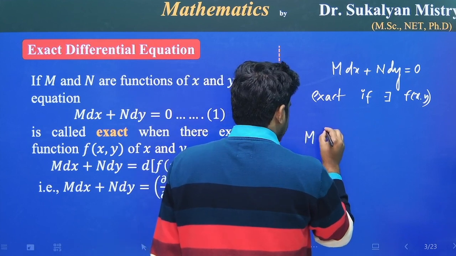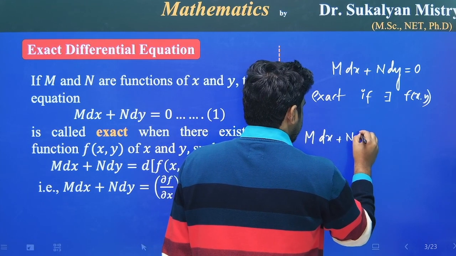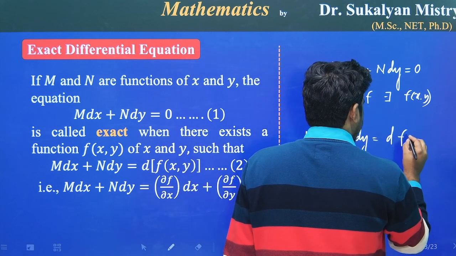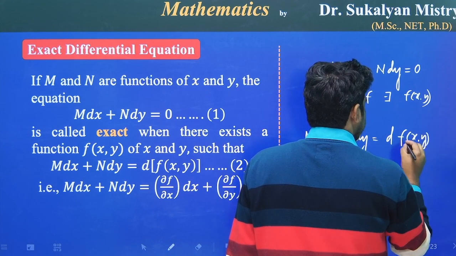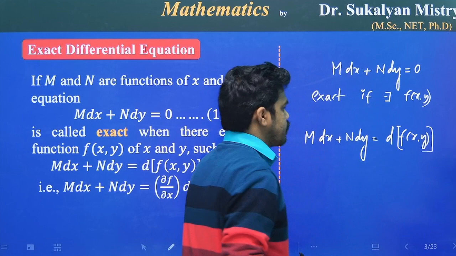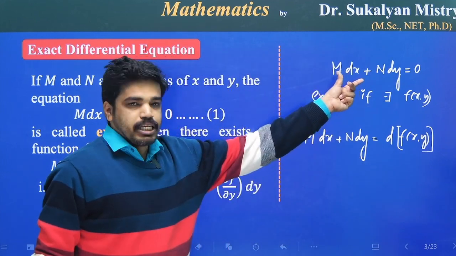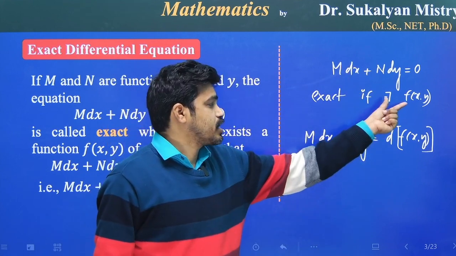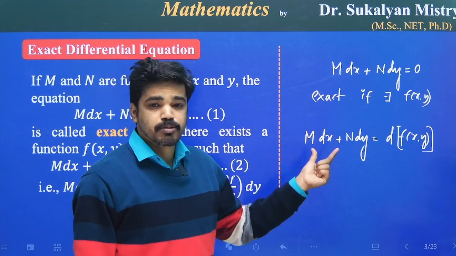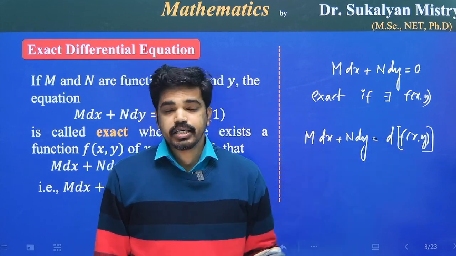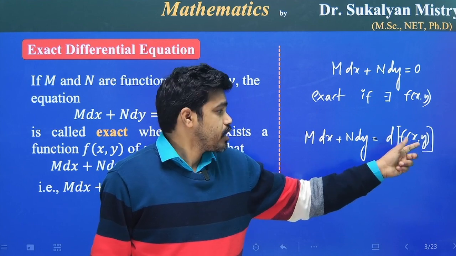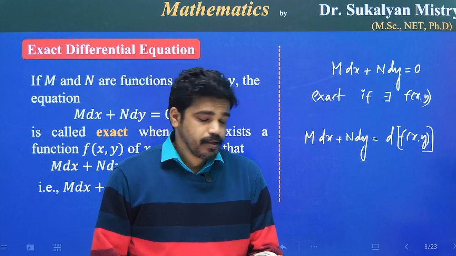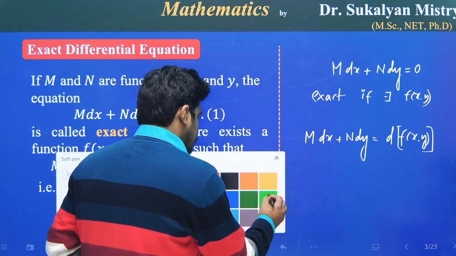M dx plus N dy can be written in the form df. What is f? f is a function of x and y. Just see, M dx plus N dy is equal to 0 is called exact differential equation if there exists a function f(x,y) such that M dx plus N dy is equal to df, where f is a function of x and y. Now just see what is df.